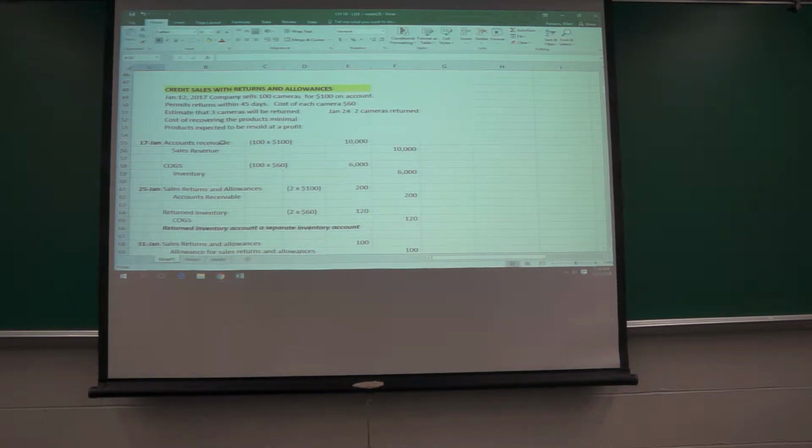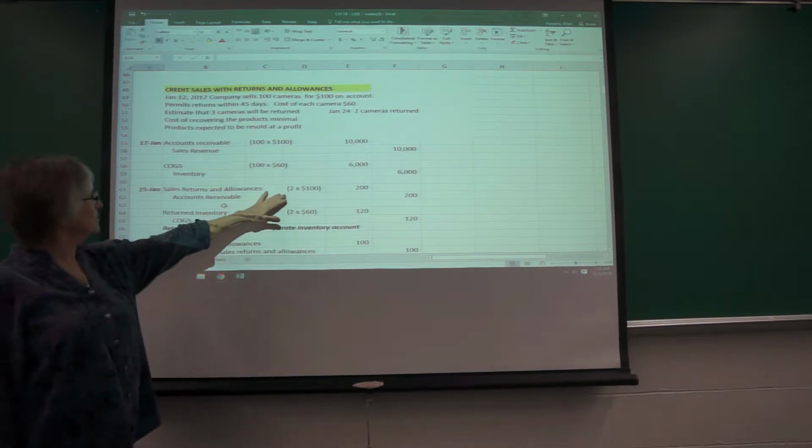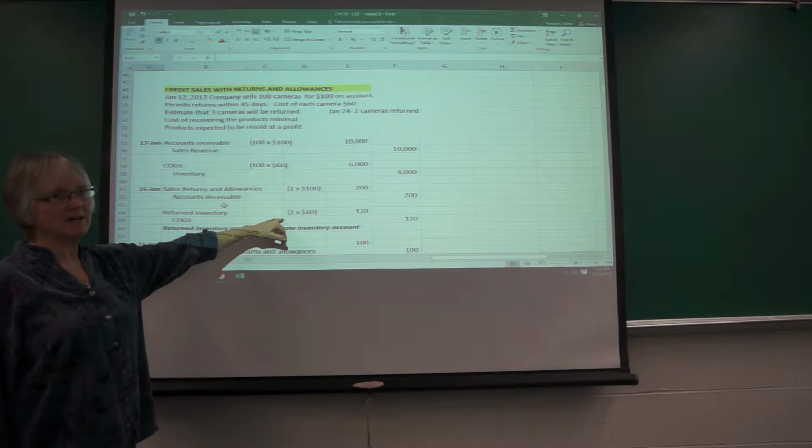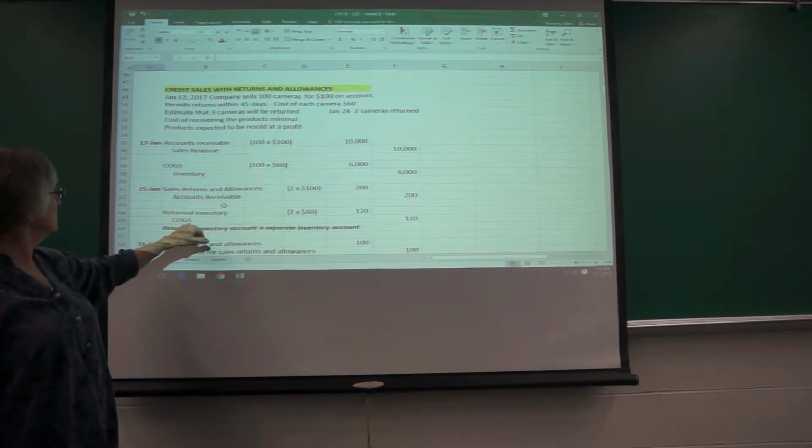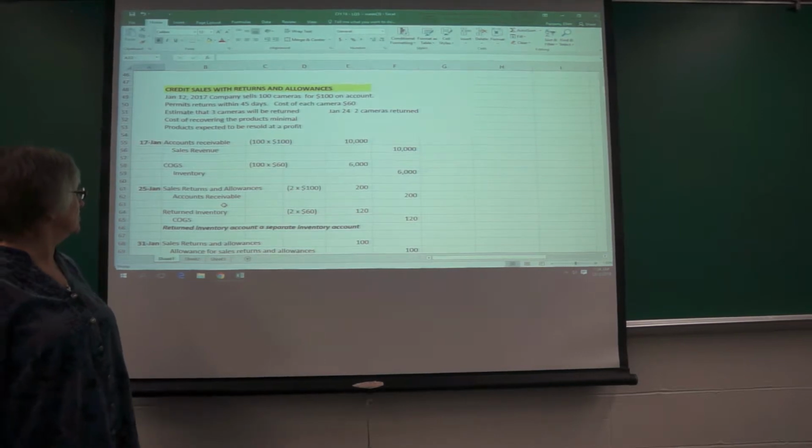So you do your usual accounts receivable and sales revenue. You book the cost of goods sold and inventory. And then on the 25th, there's some actual sales returns and allowances. Now this is no different than we did in AC 102. It just goes sales returns and allowances, accounts receivable. This is for the selling price, and then we put it back into inventory at the cost. And it's just returned inventory, and we reduce our cost of goods sold.